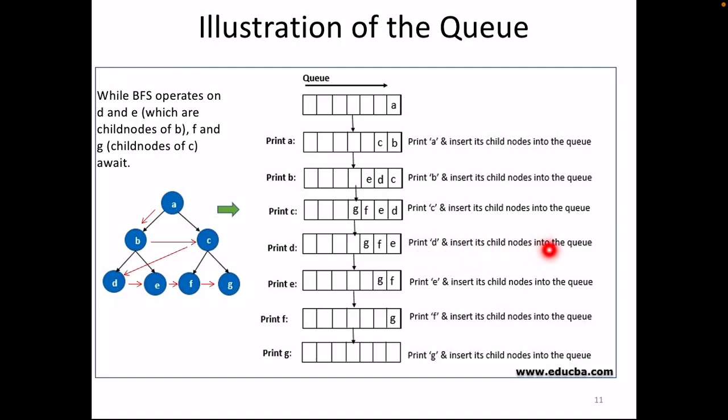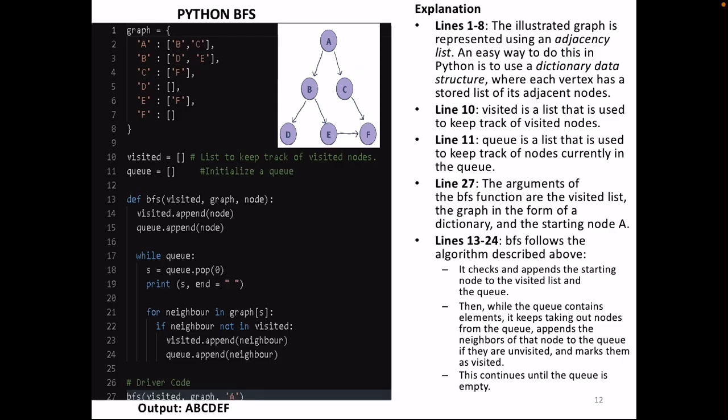Then we print D and insert its child nodes, but as you can see, D doesn't have child nodes. E doesn't have either, F doesn't have either, and G doesn't have either. So we just print those nodes and add nothing, and after this we finalize. So the answer is output A, B, C, D, E, F, G. A very simple output.